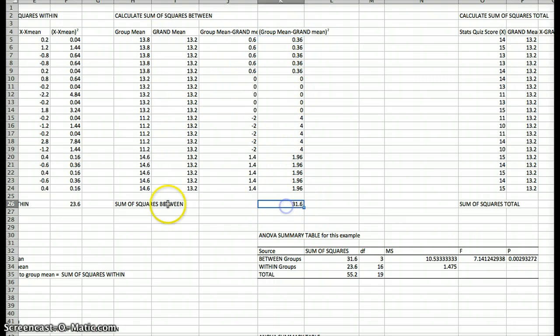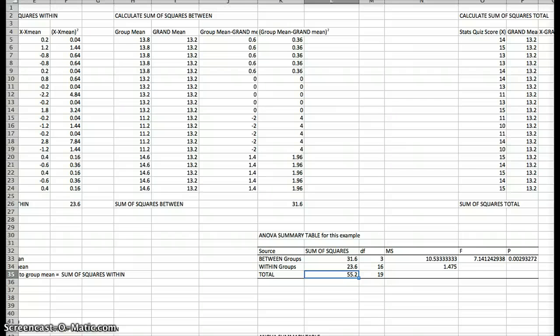person. So then again, we transfer this number, sum of squares between, to our ANOVA table, so that this number comes down here, between groups 31.6. So between groups 31.6, within groups 23.6, and now just by the pure math, the total variation is 55.2. It's between groups plus within groups. Okay, that gives you total variation.